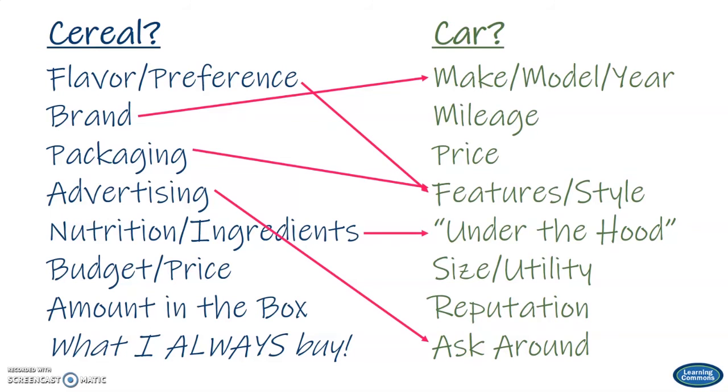The ingredients of our cereal choice compare to the elements of what's under the hood in our potential car. As we move through the list, you can see that nearly every entry has a counterpart on the other list. Sometimes an item overlaps with a couple other items. Sometimes it doesn't overlap at all, but a version of almost every idea is on both lists.